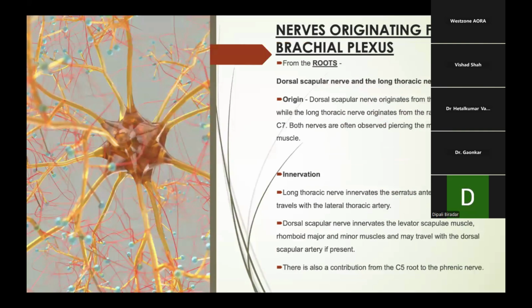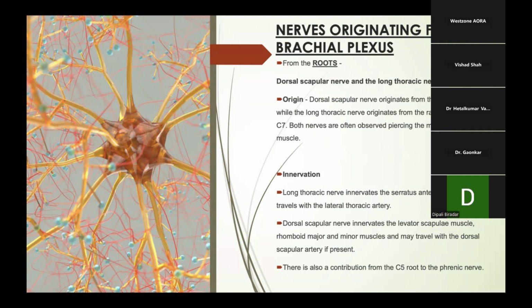Nerves originating from the brachial plexus, from the roots. Now we'll talk in detail about all the nerves. From the root level, the dorsal scapular nerve and the long thoracic nerve. The dorsal scapular nerve originates from the rami of C5, whereas the long thoracic nerve originates from the rami of C5, C6, and C7.